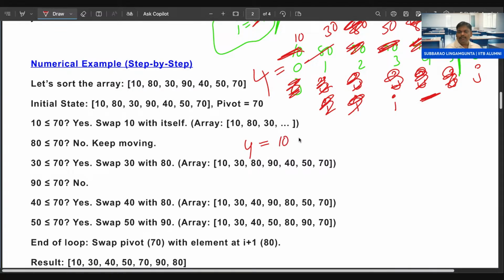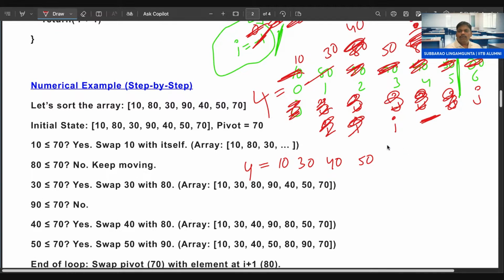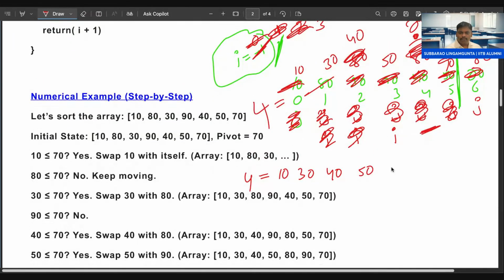Let me check. 10 here, 30 here, 10 here, 30 here, 40 here, 40 here, 50 here, 40 here, 50 here, 70 here, 90 here, so 80 here. 1 2 3, sorry, index starts from 0. Let me check. It is 0, it is 1, it is 2, it is 3, it is 4, it is 5, it is 6. 0 to 6, right? That's okay. It is 4. Remember 4.